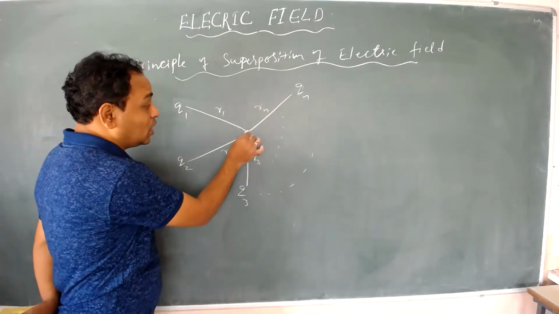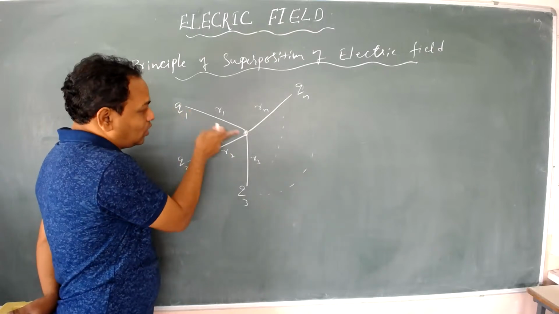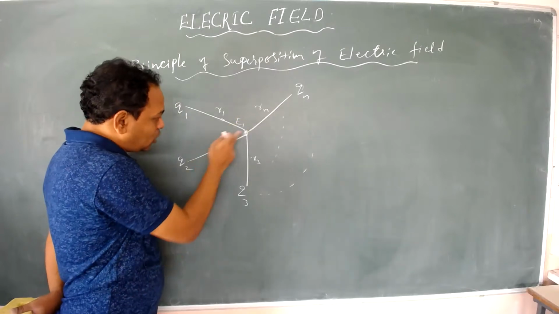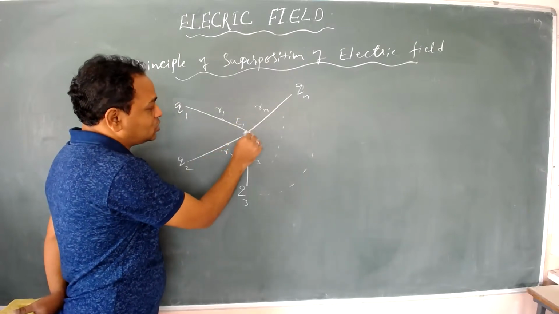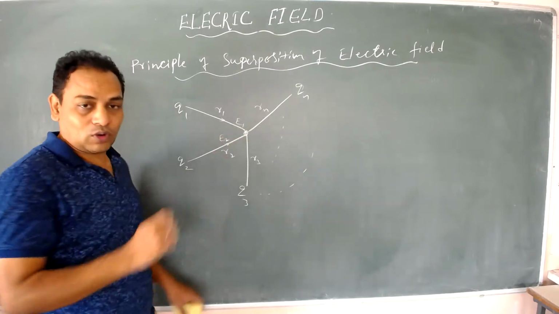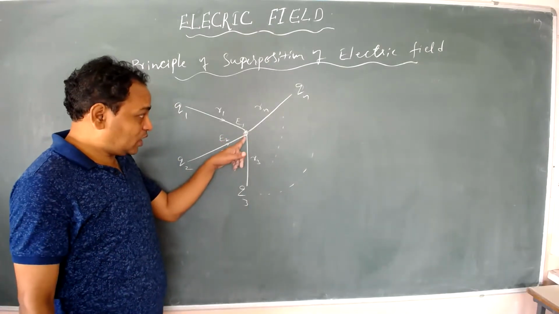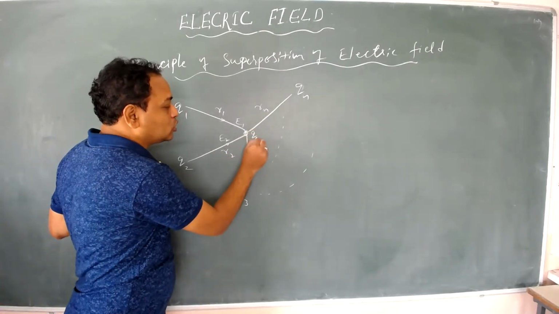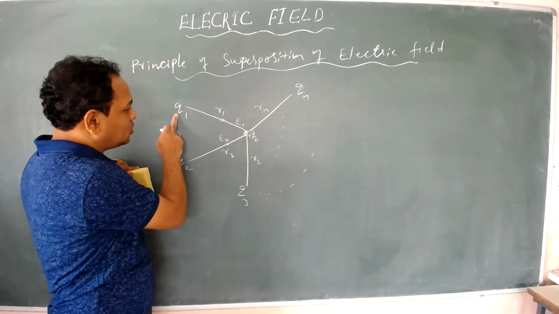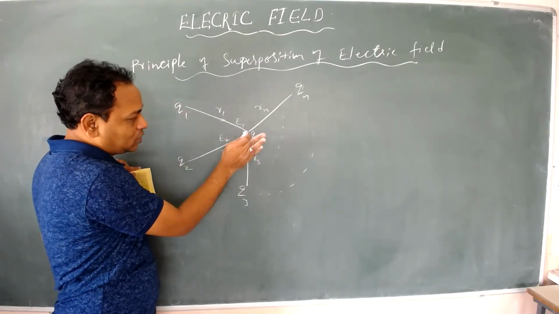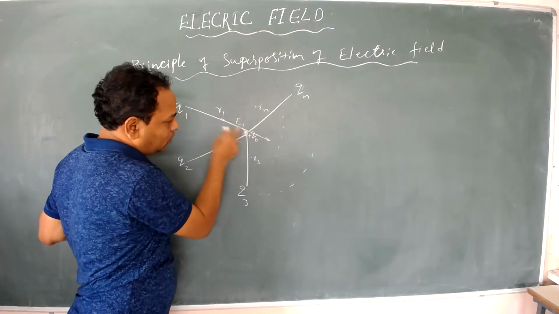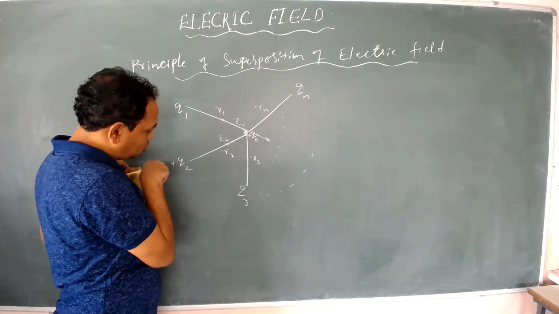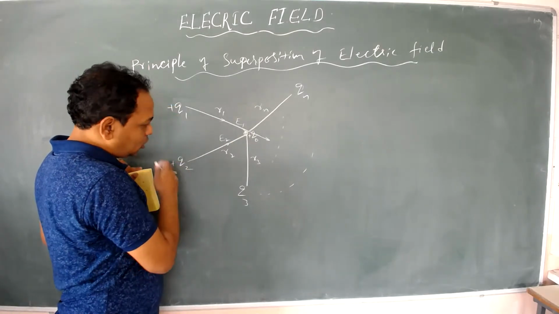Therefore, what is the total electric field at this point? This charge will have an electric field at this point, say E1. Similarly, this will also have an electric field at this point, say E2. To calculate the electric field at this point, we have to assume a unit positive test charge. If this is positive, then it will repel that side. So in this direction, the electric field will be. This is the electric field direction E1. If this is Q2, and if this is also positive, this one also will repel that side.